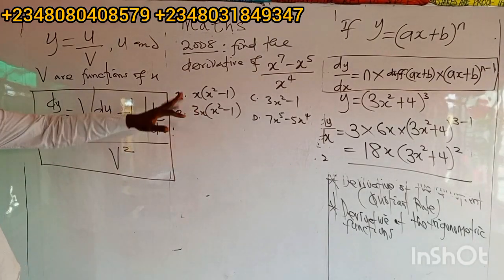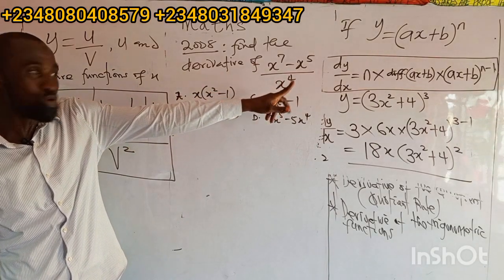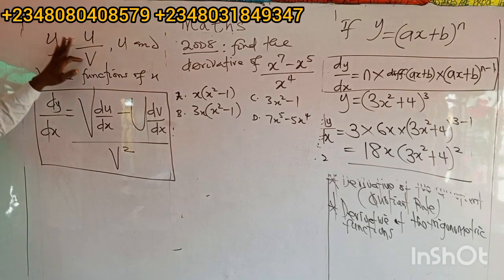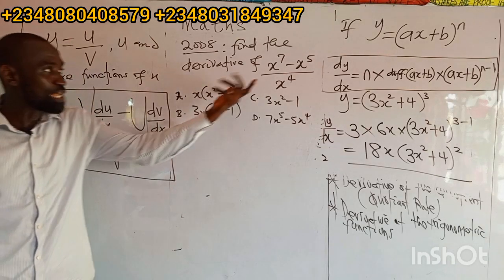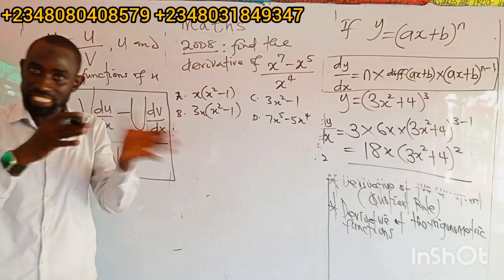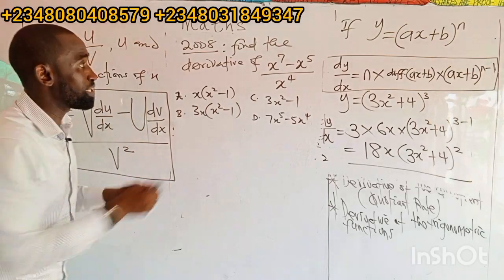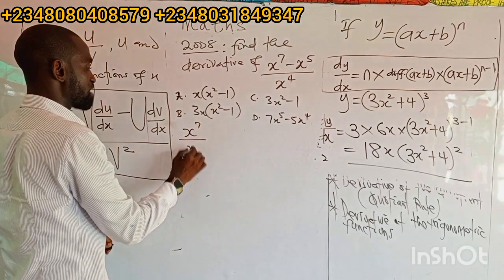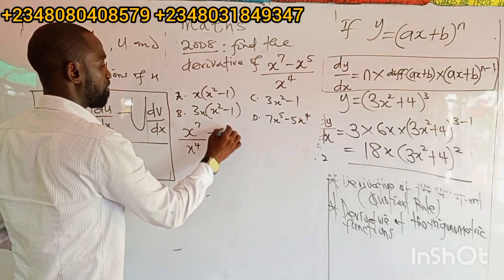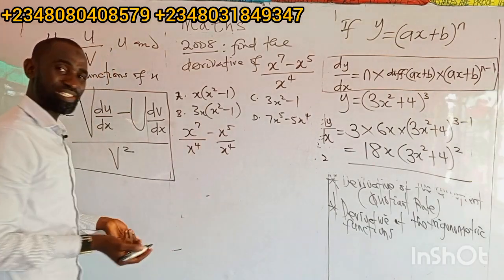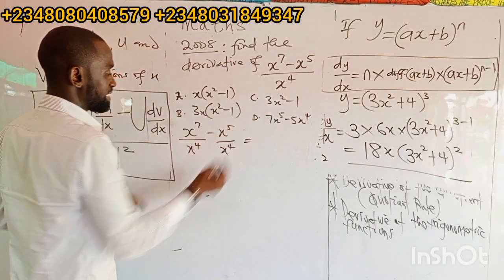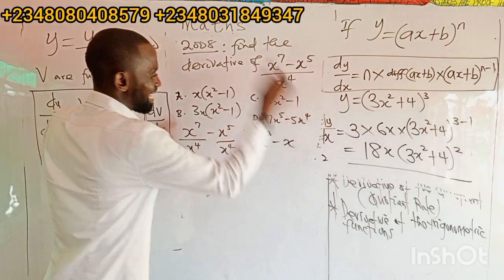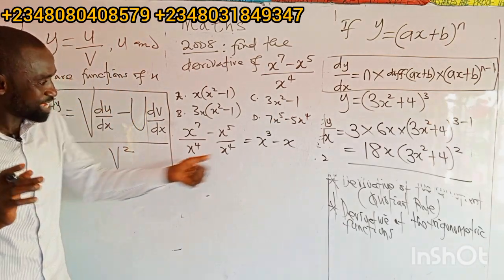So look at this now. You might be tempted to use the derivative of the quotient because you saw u over v. Be careful. I told you the first thing: can you manipulate this one? Can I separate the division? It's very possible. This is the same as x⁵ over x, all over x⁴ minus x⁵ over x⁴. So this is the same as x³ minus x. You see it? x³ minus x.